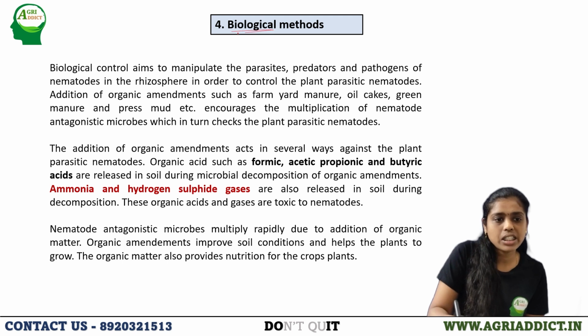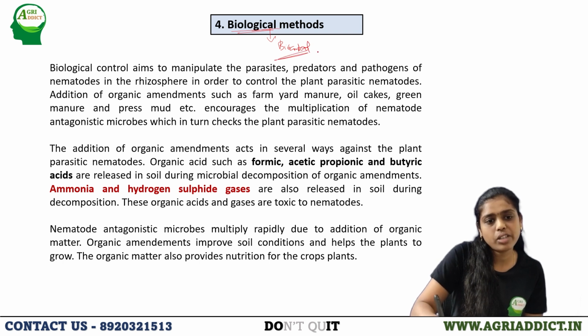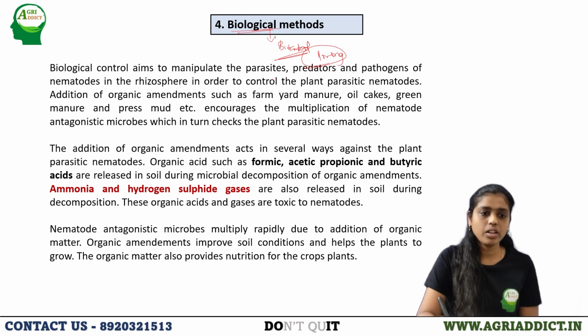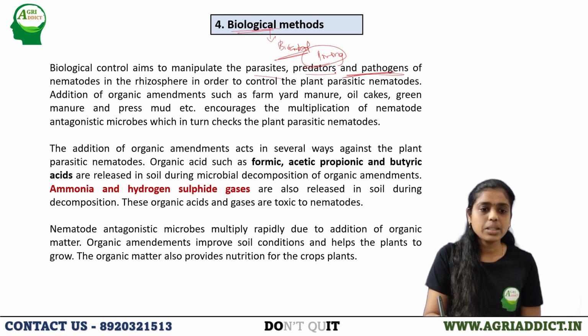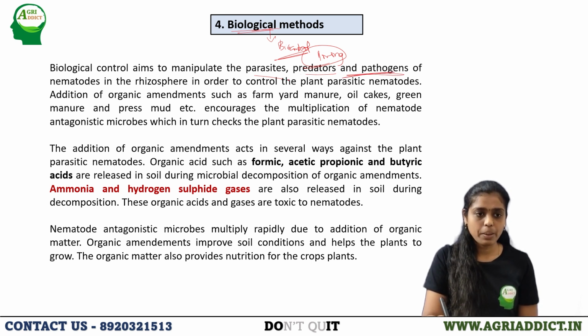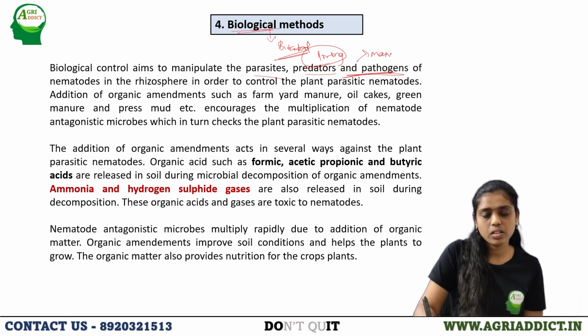Next method is biological methods. Here, biological methods means biocontrol agents will be used, that is, living organisms. Normally the rhizosphere consists of parasites, predators and pathogens, which are to be manipulated.